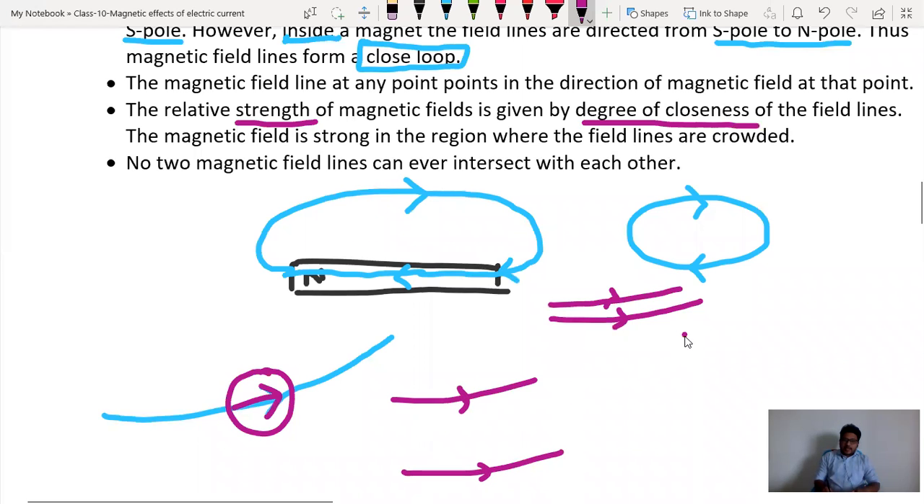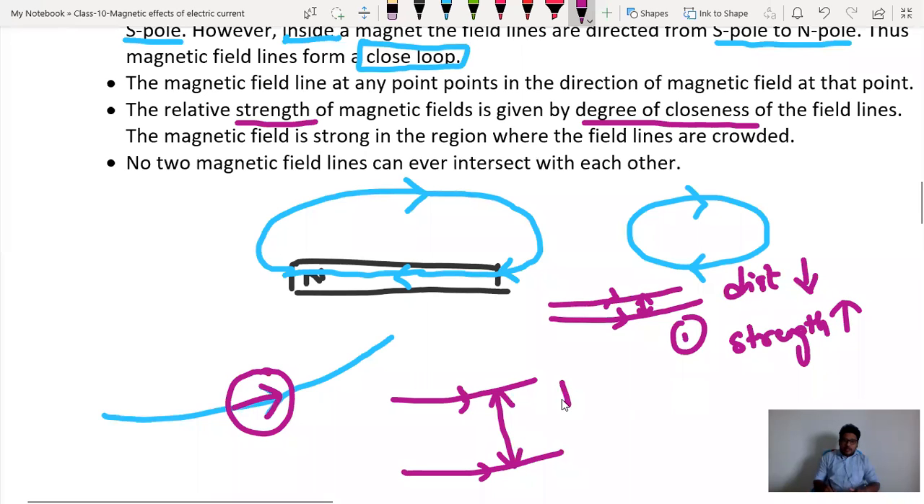You see, in this first case, the distance between two magnetic field lines is less, and here the distance between two magnetic field lines is more. If the distance is less, its strength will be more. If the distance between two magnetic field lines is more, its strength will be comparatively less. So that is the meaning.